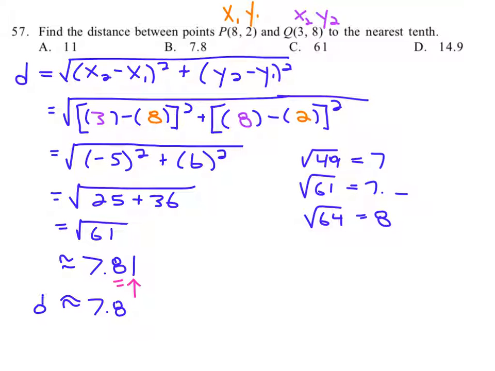and I'm going to just write D in there across from here again. The distance between those 2 points is approximately 7.8, and if you look up top, there it is, B. That is your choice.